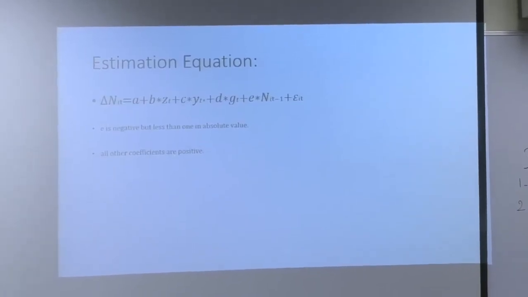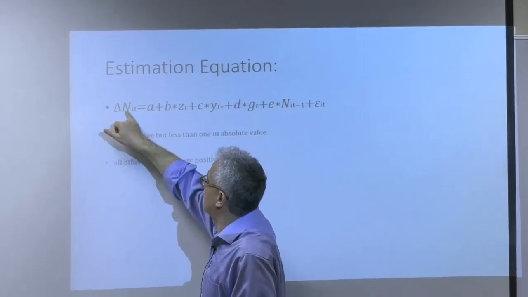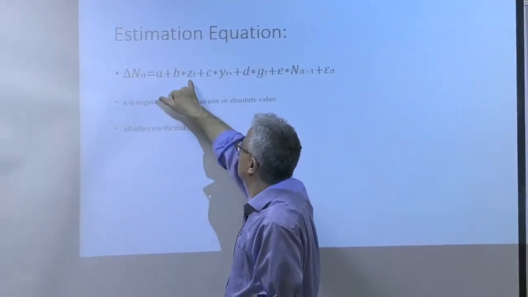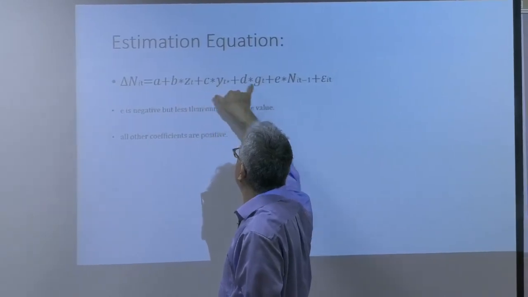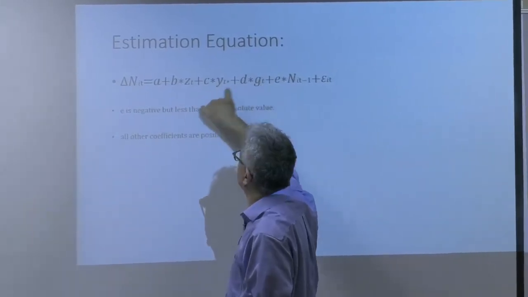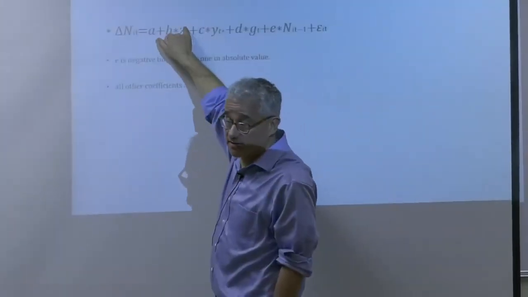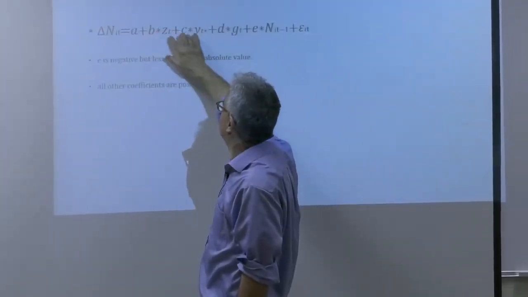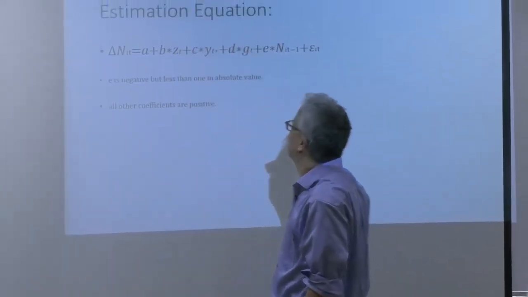So our story gives us this estimation equation. You have the change in the number of products as a function of the foreign demand, government demand, and the total factor productivity. We do a lot of work to calculate these things for every year.